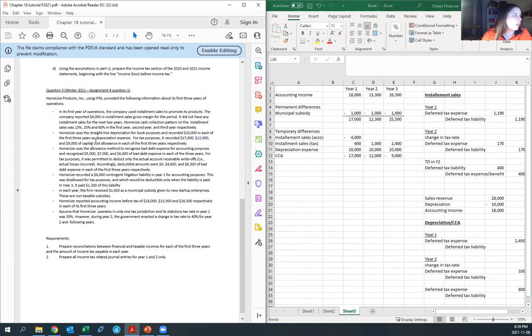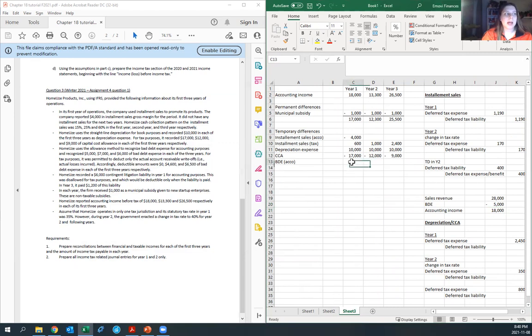Then you have the bad debt expense. Your bad debt expense for accounting purposes is an estimation. It's not the actual amount of deductible amounts for tax purposes. This is what you record in your books as an expense. So like we did here, instead of having depreciation, you have the bad debt expense. And in year one, you put $5,000. So it reduced your accounting income by $5,000.